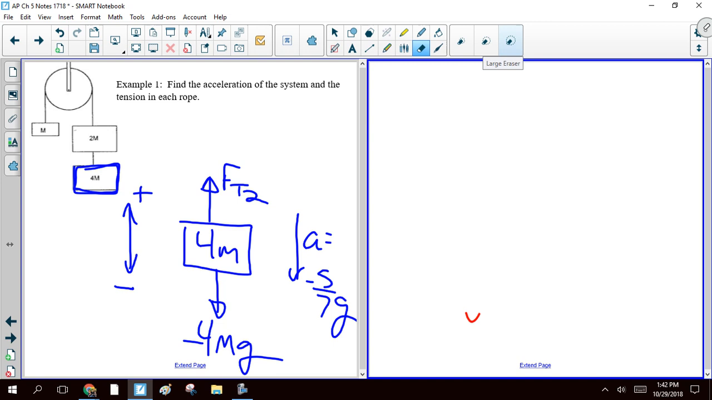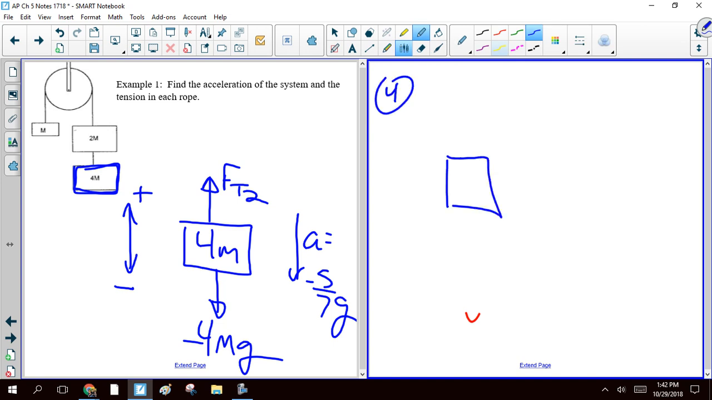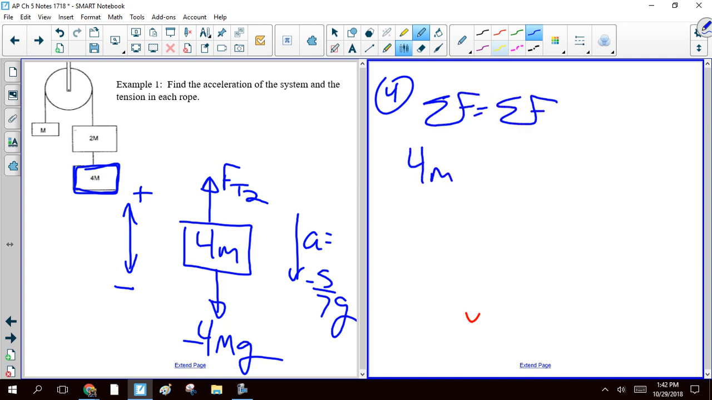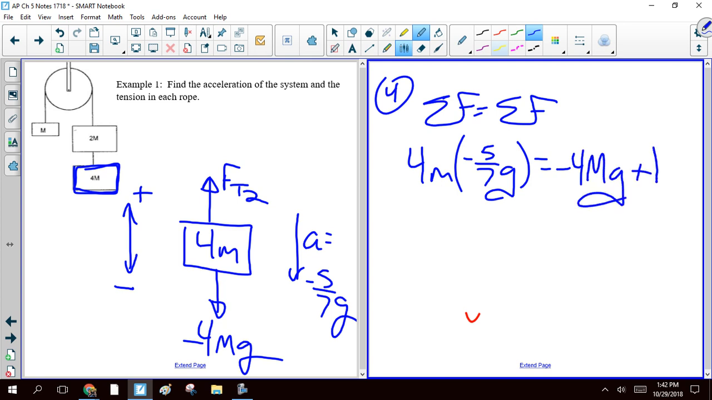So looking now at block number 4. Sorry, that's not what I wanted to do. We can do net force equals net force. So 4m, capital M, times my new acceleration of negative 5/7 g equals my force of gravity plus my tension. Let's solve it.